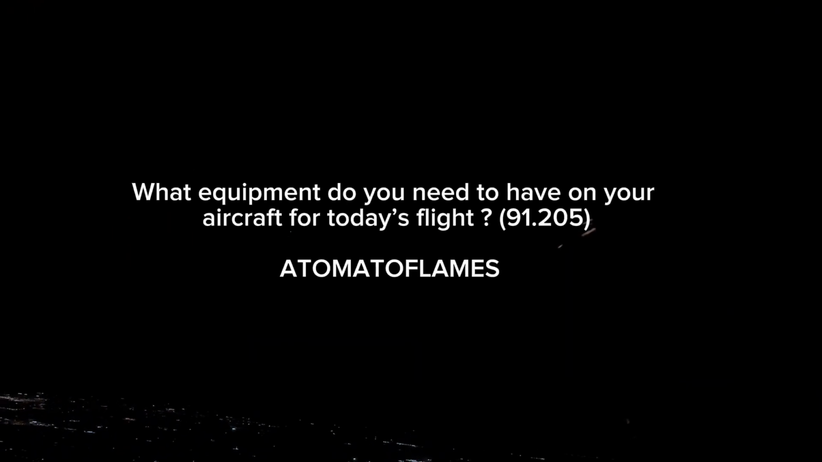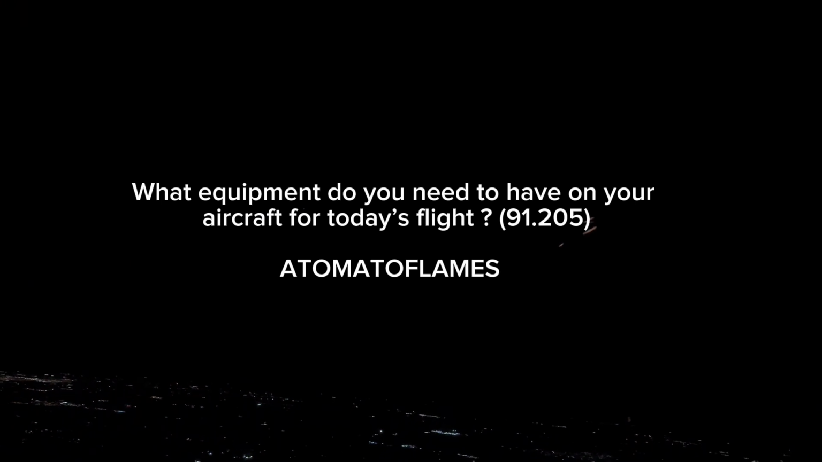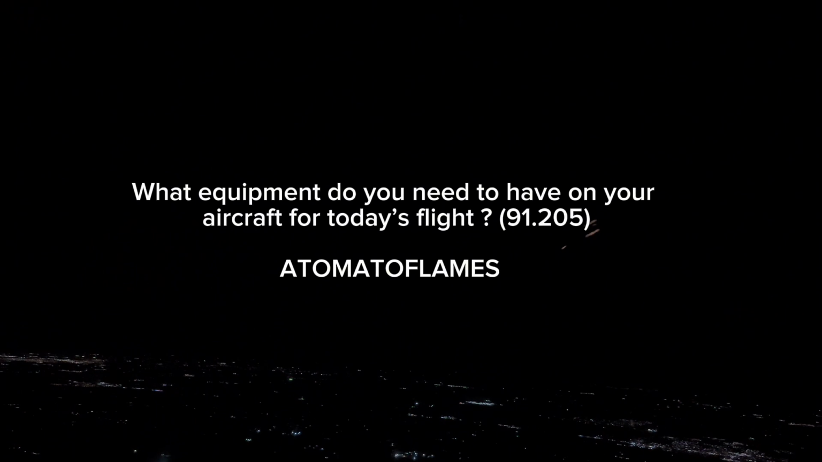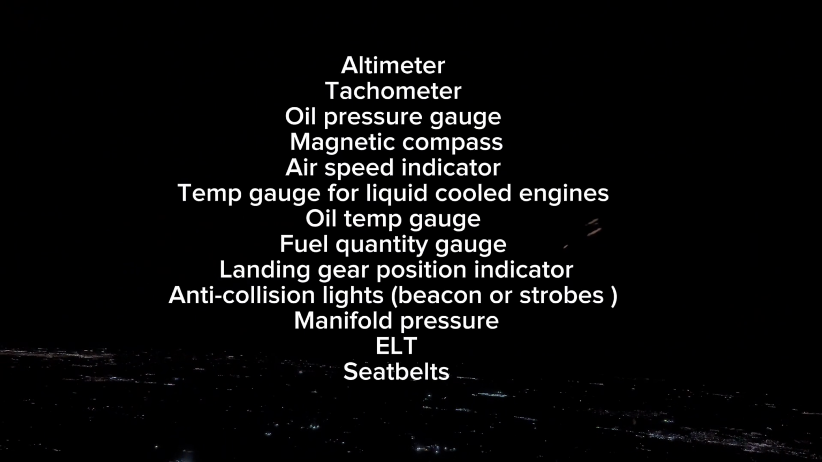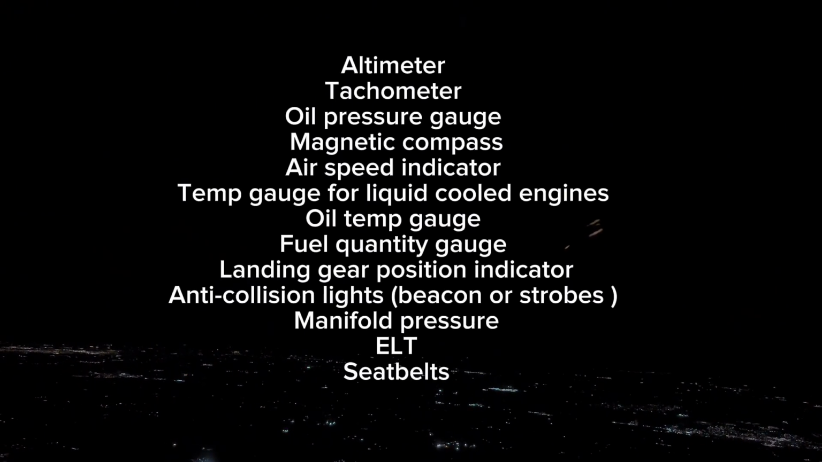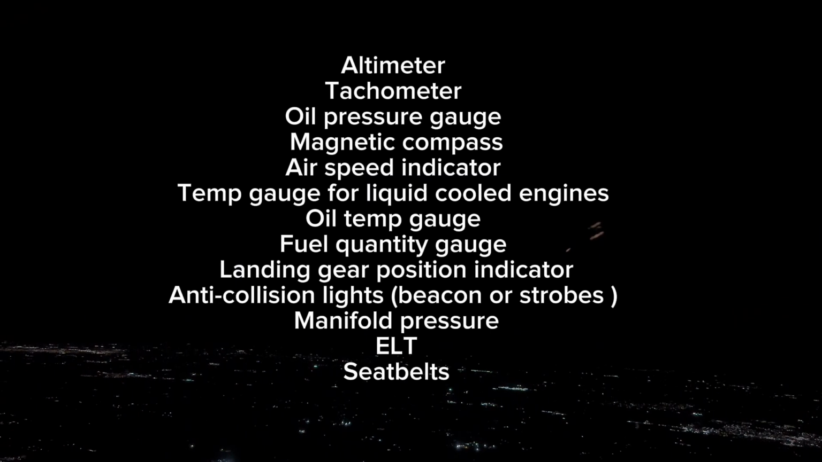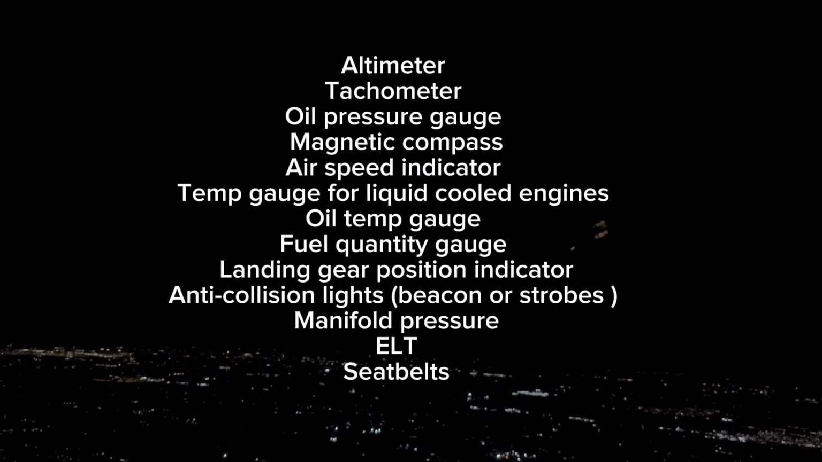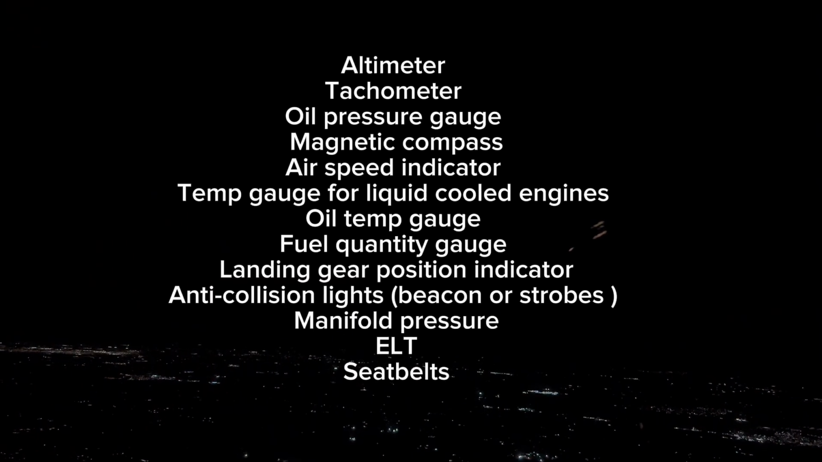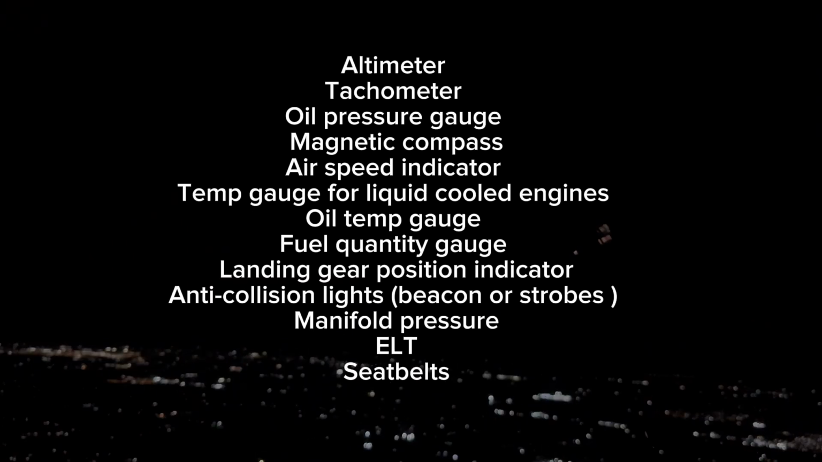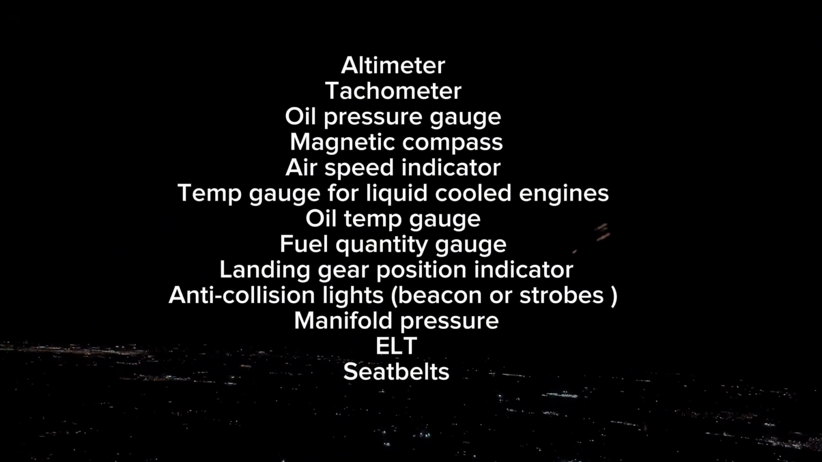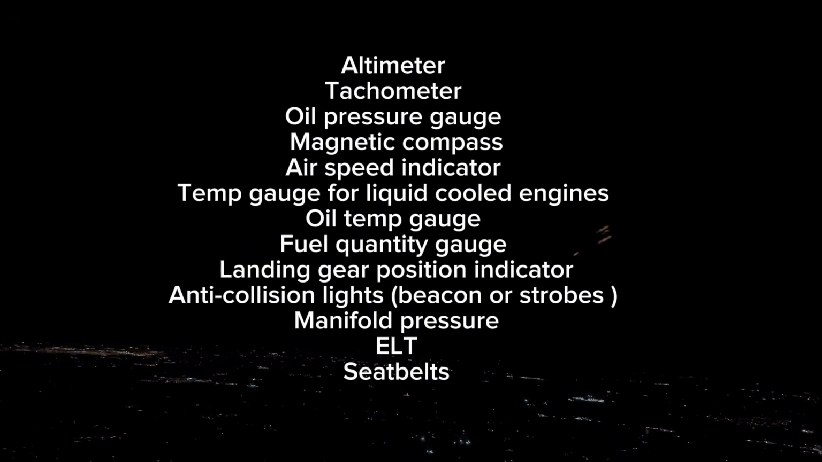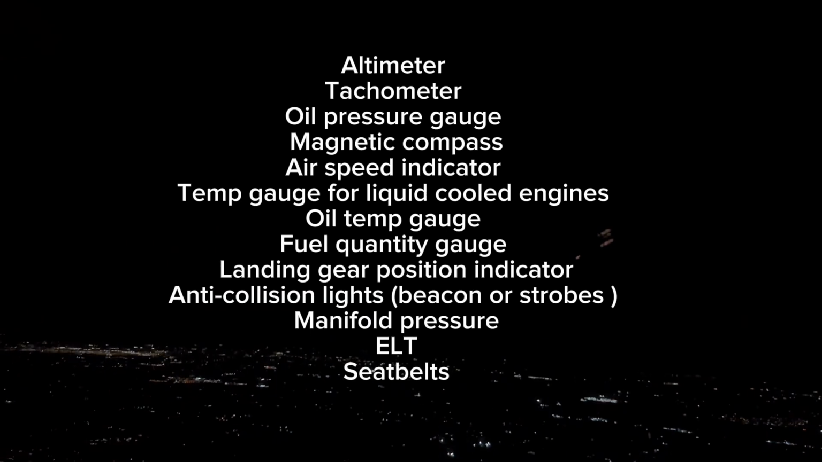What equipment do you need to have on your aircraft for today's flight? 91.205, ATOMATOFLAMES. Altimeter, tachometer, oil pressure gauge, magnetic compass, airspeed indicator, temp gauge for liquid-cooled engines, oil temp gauge, fuel quantity gauge, landing gear position indicator, anti-collision lights (beacon or strobes), manifold pressure, ELT, seat belts.